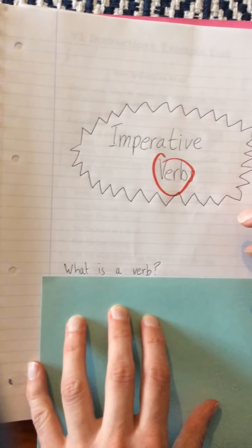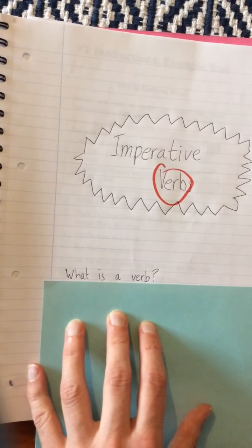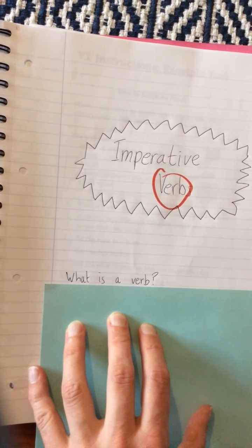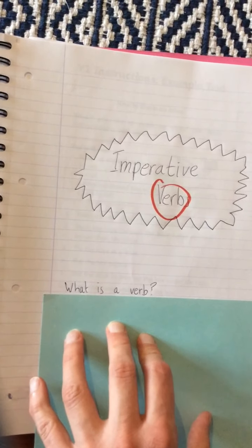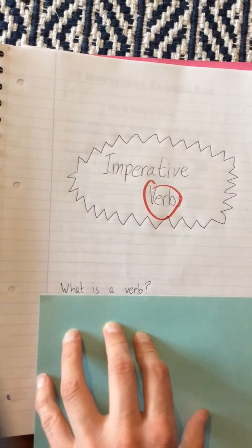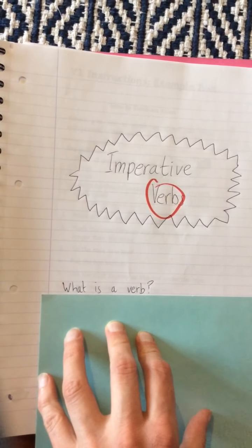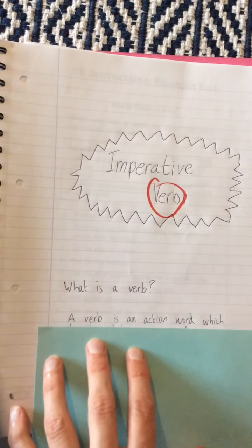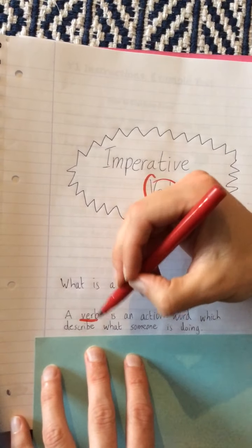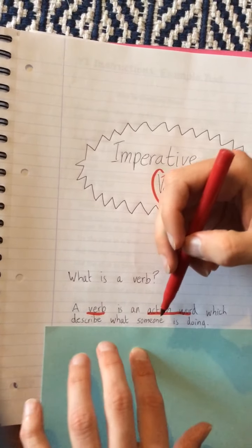So you might have forgotten because it's been a while since we've been in class. But have a chat with the person beside you, as if you were in class. Now have a chat even with somebody around you there, maybe your mom, your dad, your brother and sister, and just have a chat about what is a verb. Pause there and have a quick chat. Okay, and a verb is an action word which describes what someone is doing.